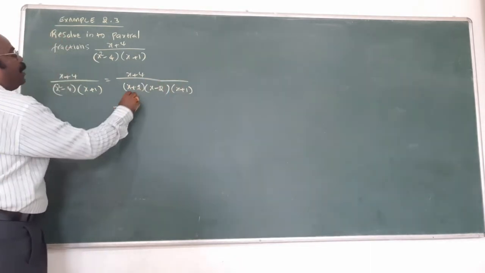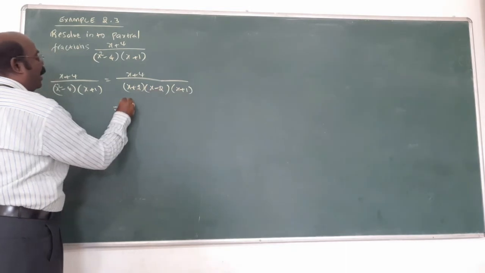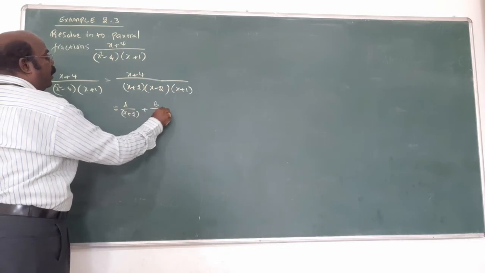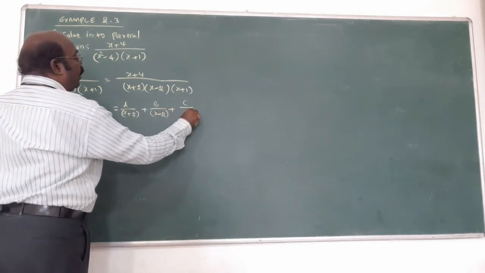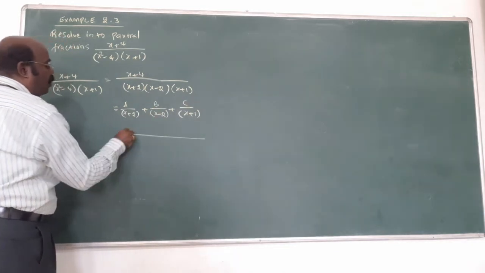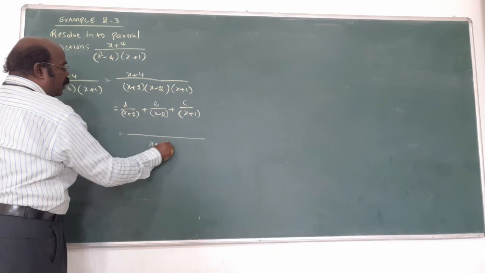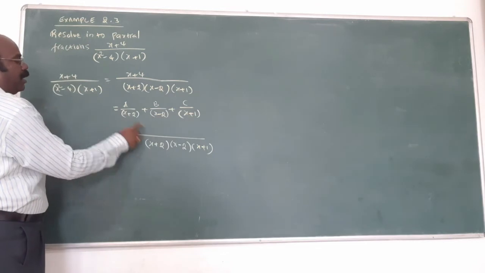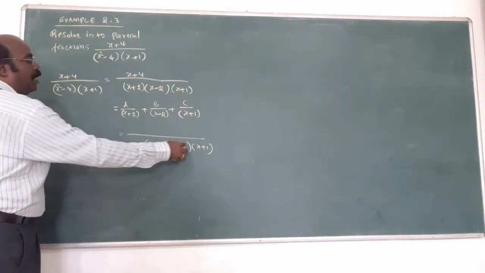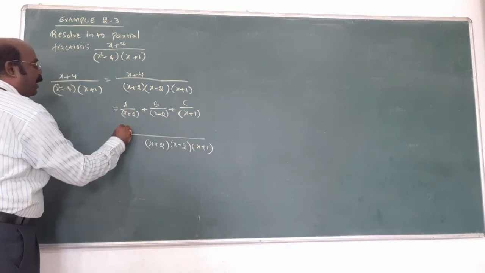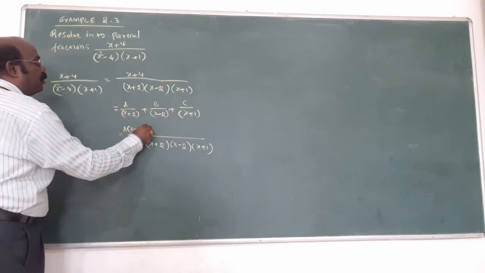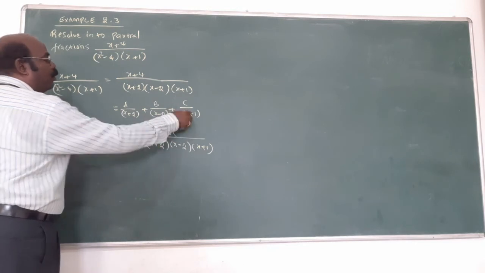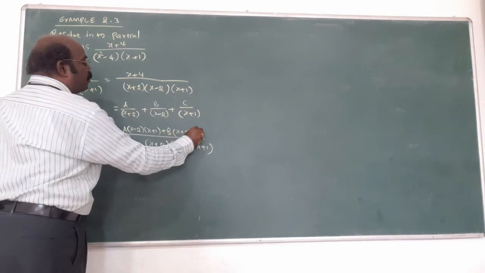Now it is of the form of a product of 3 linear factors. What is the formula? A by the first factor, b by the second factor, c by the third factor. Now what I told you? All three are the same: x plus 2, x minus 2, x plus 1. Now the denominator is x plus 2. The remaining term should be multiplied by a: a into x minus 2, x plus 1. Am I correct? Plus b into the denominator x minus 2, and the remaining two terms are x plus 2, x plus 1.